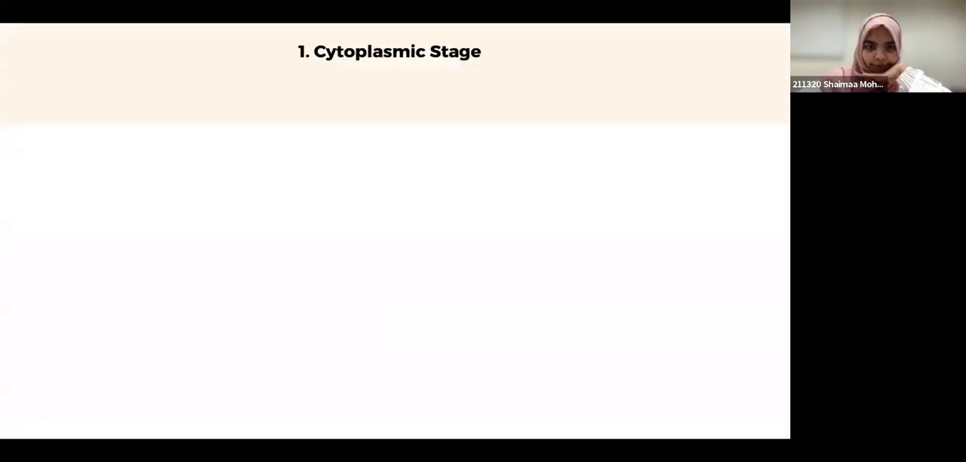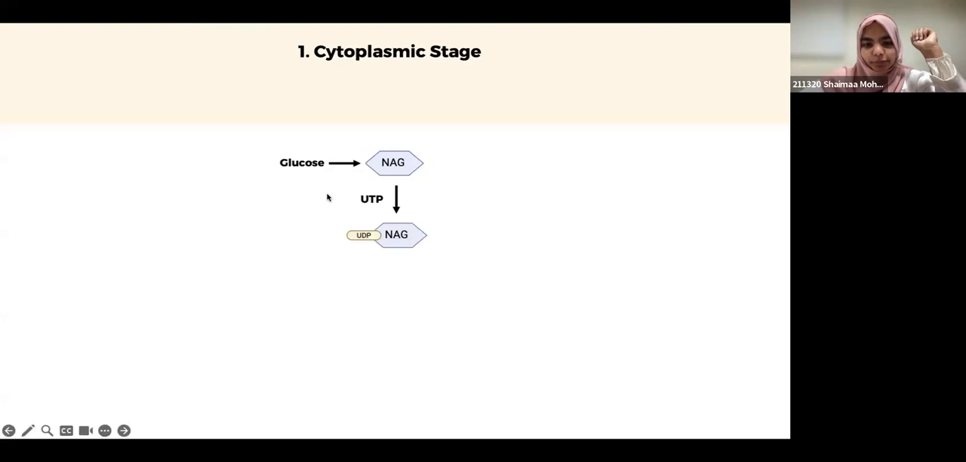So starting with the cytoplasmic stage, we said we need to form our precursors. Our first precursor is NAG. And where does NAG come from? We said it's basically a glucose molecule that has an acetyl and amine attached to it. So NAG forms from glucose. Here we have our first precursor. Our second precursor that we have to form is NAM. So we have NAG and NAM, our sugars. How do we form NAM? First, NAG, through UTP, is converted to UDP-NAG. UTP becomes UDP and attaches to NAG, and that's the first step.